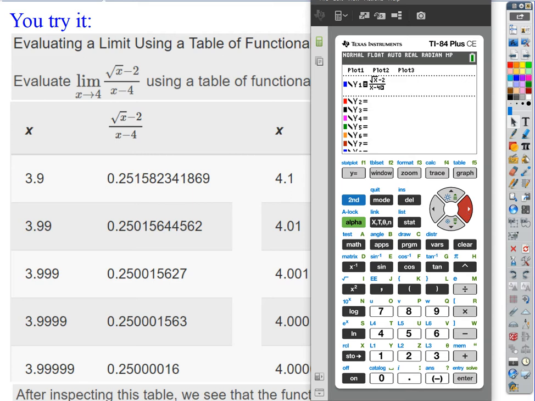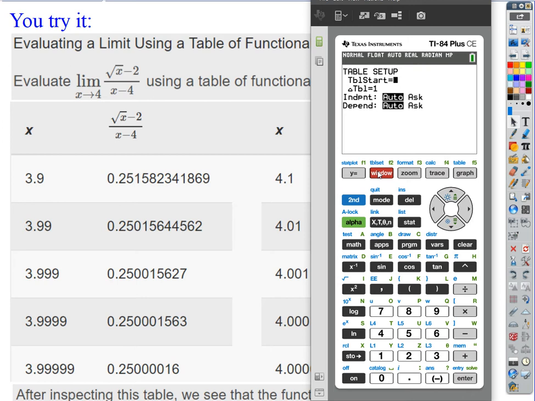Okay. So once you're in there, now you're going to go table, but we're going to do table set first. So we're going to go to second F2 for table set. And it says table start and delta value. Those are important. So we're approaching 4.